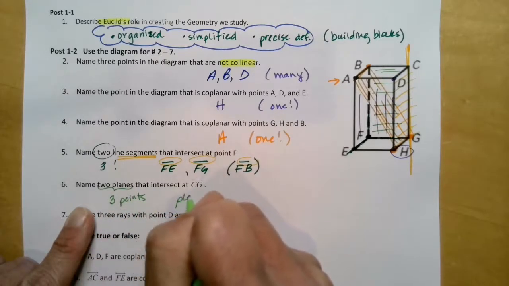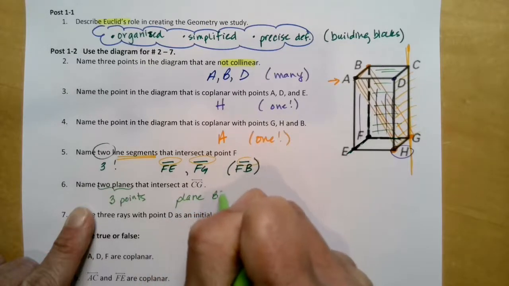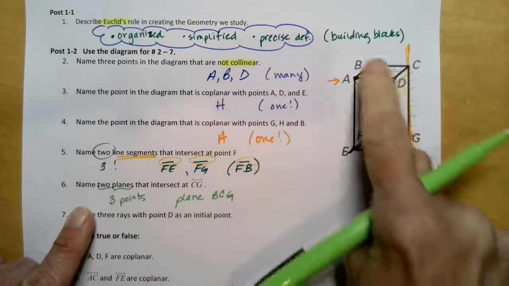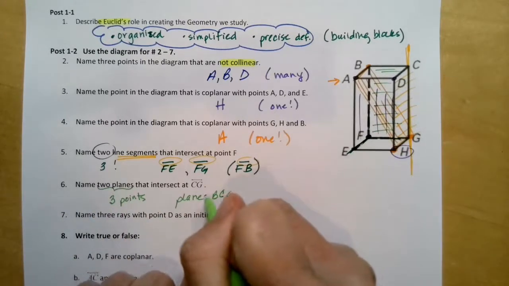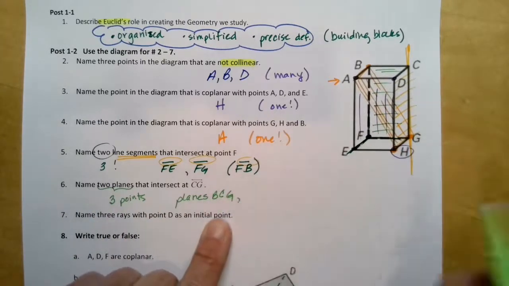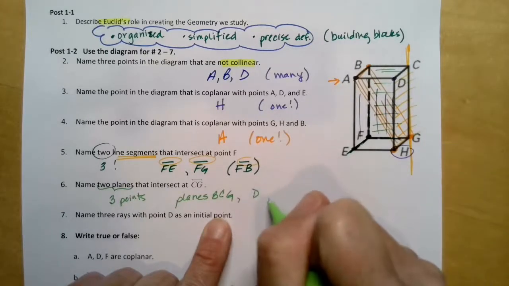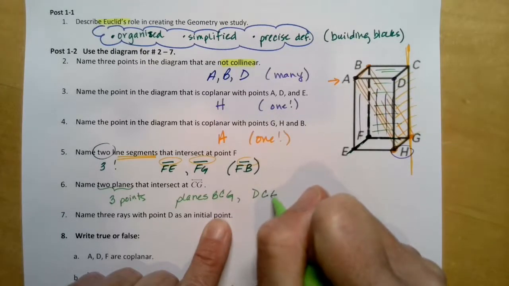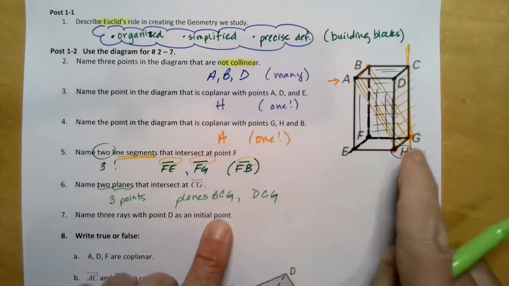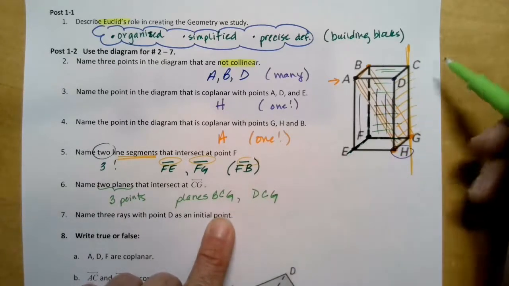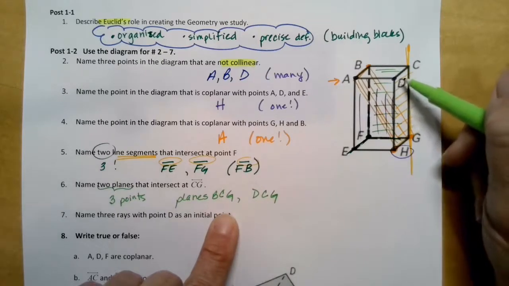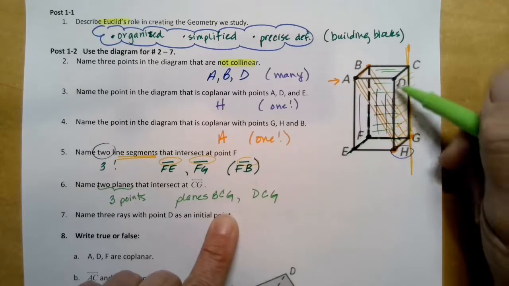So I can say that plane BCG and plane, we can say planes BCG and DCG. So if you throw in that fourth point, you risk getting the answer wrong, because when you name planes, they have to be in a ring around the rosy order.